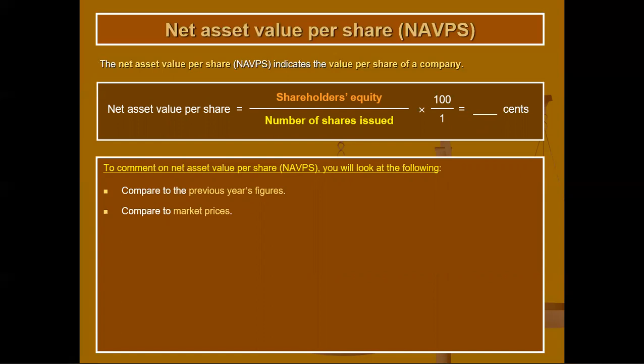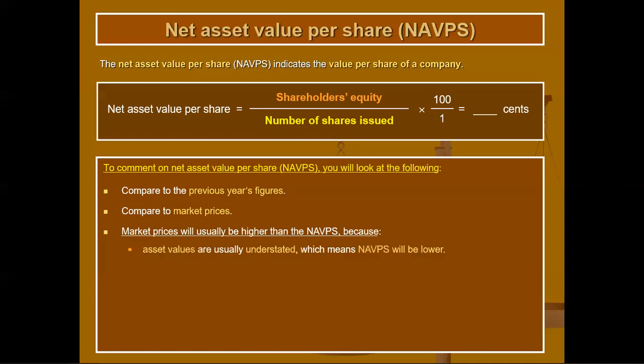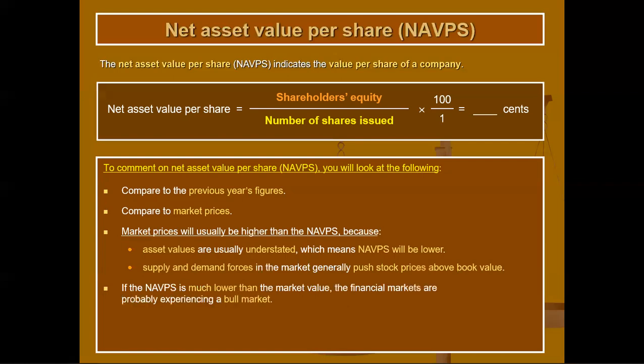If your company's shares are in demand, the value of those shares will go up. Whilst net asset value is based mostly on historical values, and doesn't take inflation into account as I've specified. Market prices will normally be higher than the net asset value per share. That is because asset values are usually understated, which means net asset value will be lower. Supply and demand forces in the market generally push stock prices above book value.